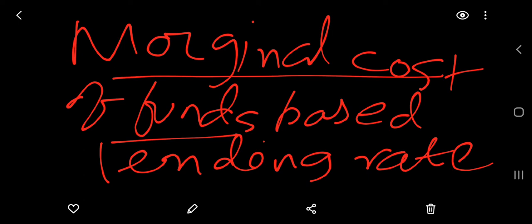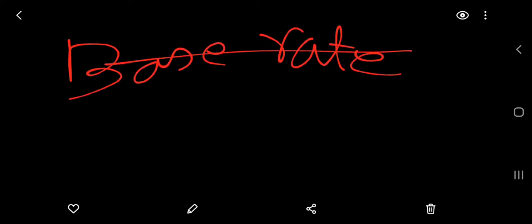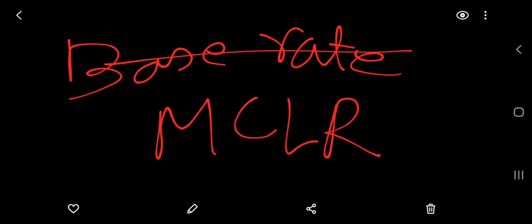This is a business concept, so in this video I will not be covering the marginal cost of funds based lending rate. You just have to remember that at this moment the base rate has been abolished, and MCLR, that is marginal cost of funds based lending rate, is in place. So this is very important from the question point of view in financial awareness.